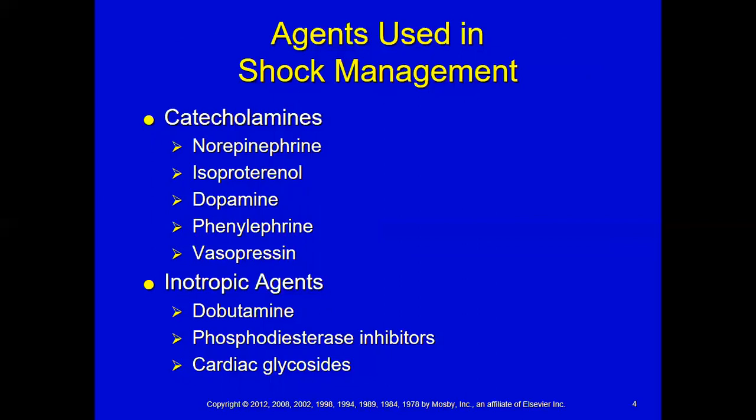Okay, and then we'll use inotropic agents, and the inotropic agents are going to make your heart, especially the left heart, squeeze harder to push out more blood. If I push out more blood, I'm increasing what? Yep, my cardiac output. And if I increase my cardiac output, I'm going to increase that blood flow around the body.